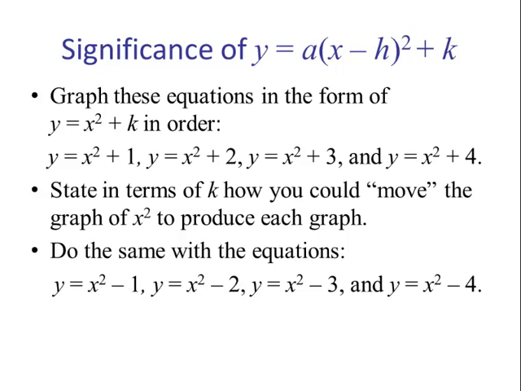Graph these equations in the form of y equals x squared plus k in order: y equals x squared plus 1, y equals x squared plus 2, y equals x squared plus 3, and y equals x squared plus 4. State in terms of k how you would move the graph of x squared to produce each graph.